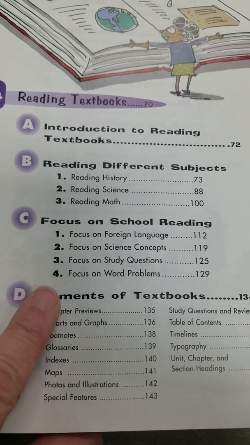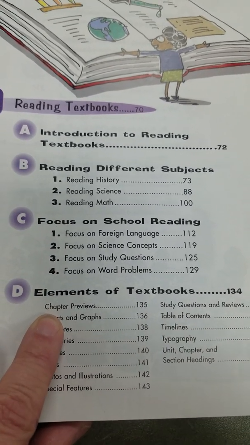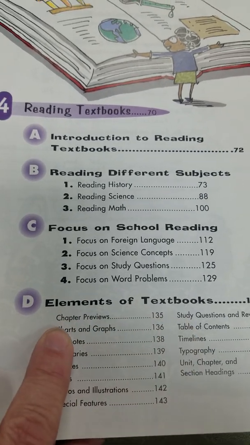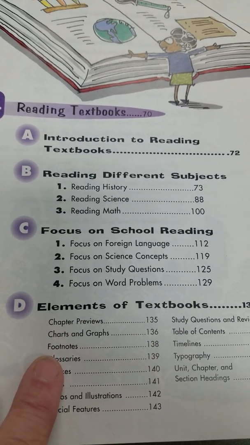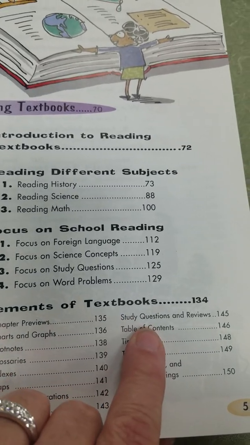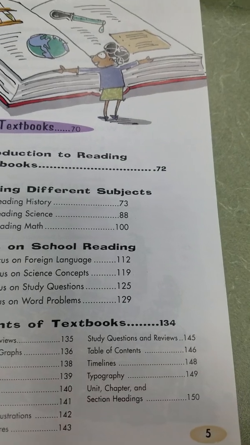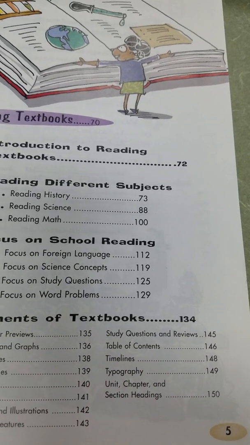And if you look, I'm looking for the table of contents page. I see elements of the textbook, and I see chapter previews, charts and graphs, footnotes, glossaries, and bam, there's table of contents. It can help me figure out where I want to go. So what page do I need to go to if I want to read about table of contents?